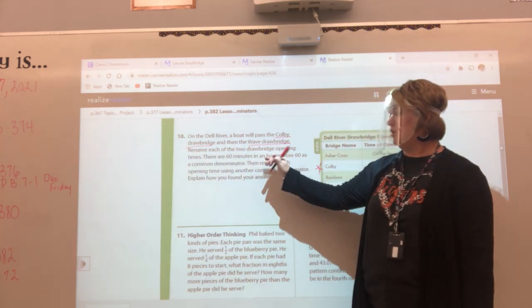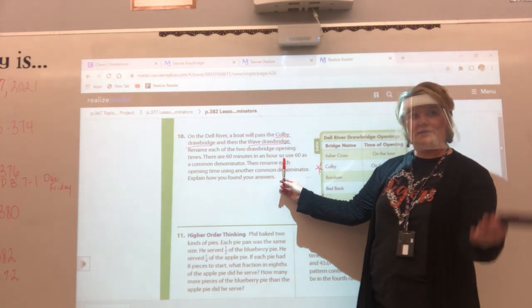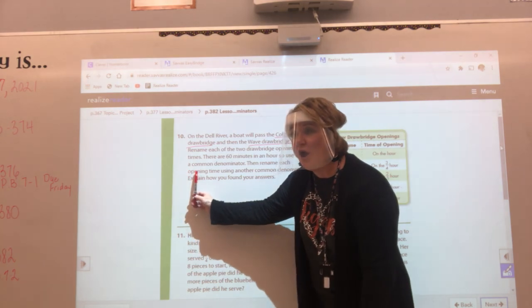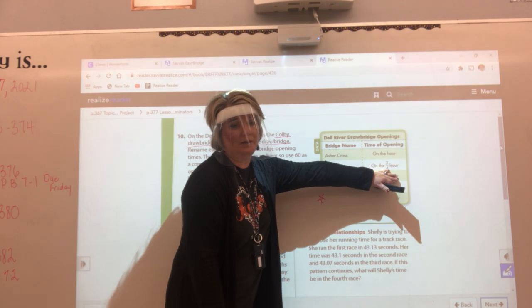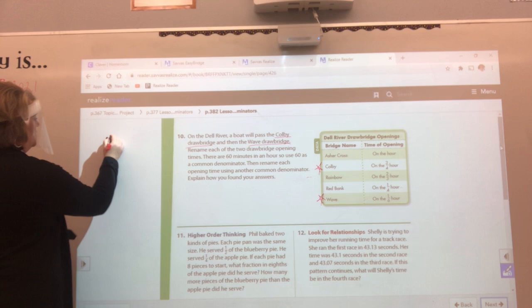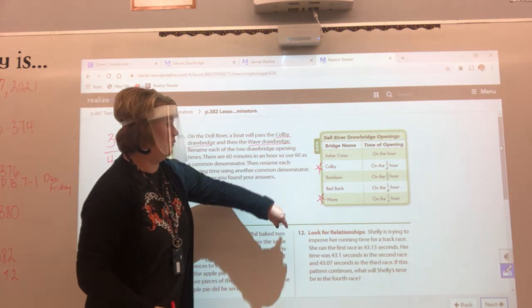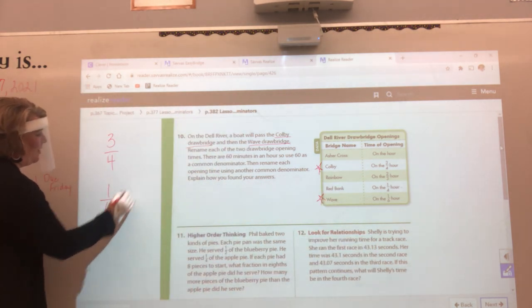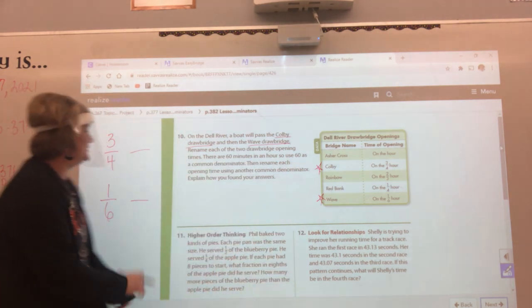Rename each of the 2 drawbridge opening times. There are 60 minutes in an hour, so read this with me. Use 60 as what? A common denominator. So let's look at Colby. What fraction did they give us for Colby? 3/4. Write that on your scrap paper. What other bridge are we looking at? Wave. What fraction did they give us for Wave? 1/6. And it just told us to use, y'all read it with me, to use what number? 60. There we go.